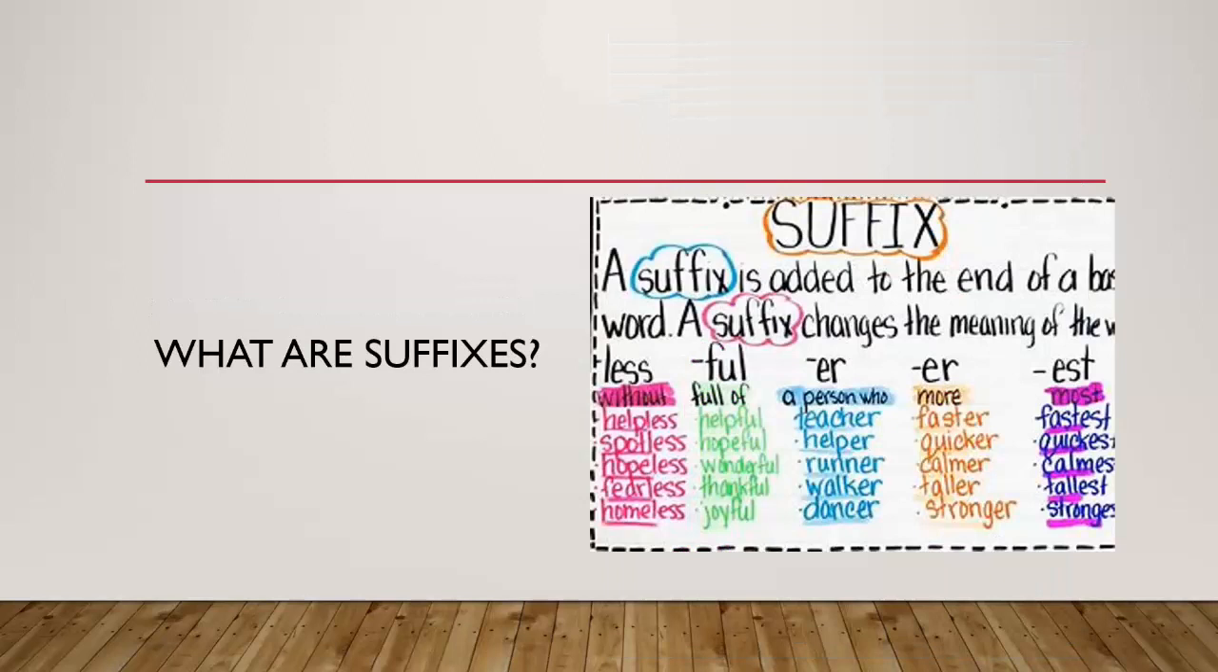Suffixes. A suffix is the type of affix that is added to the end of a base word to modify its meaning or create a new word. Suffixes can change the tense, part of speech, or meaning of a word, and they are often used to form adjectives, adverbs, or nouns. For example, the suffix ness, N-E-S-S, can be added to kind to create the word kindness, which refers to the quality of being kind.